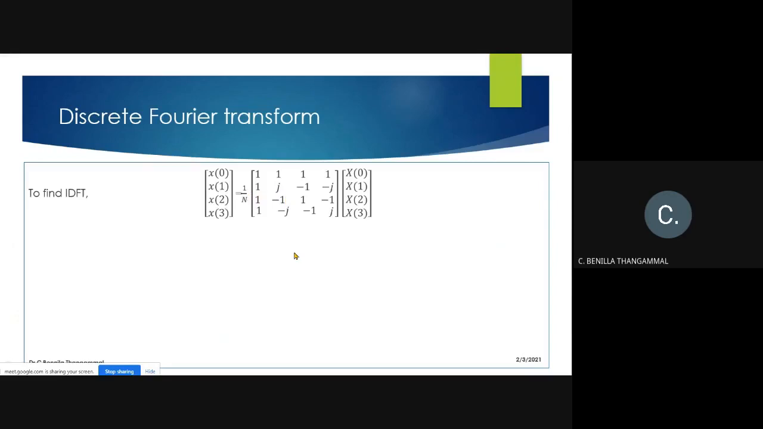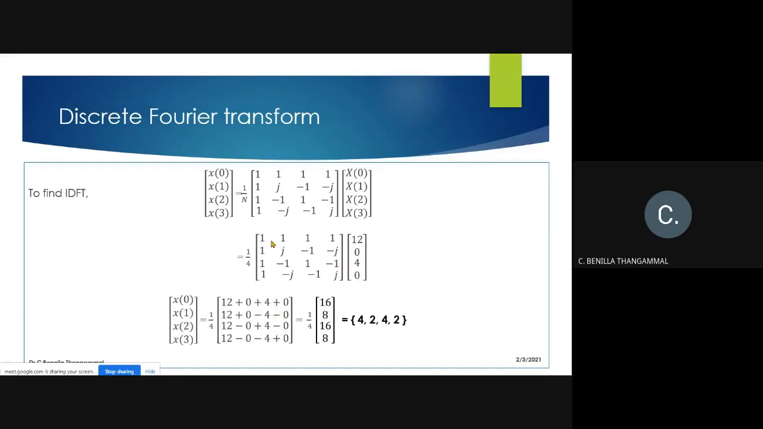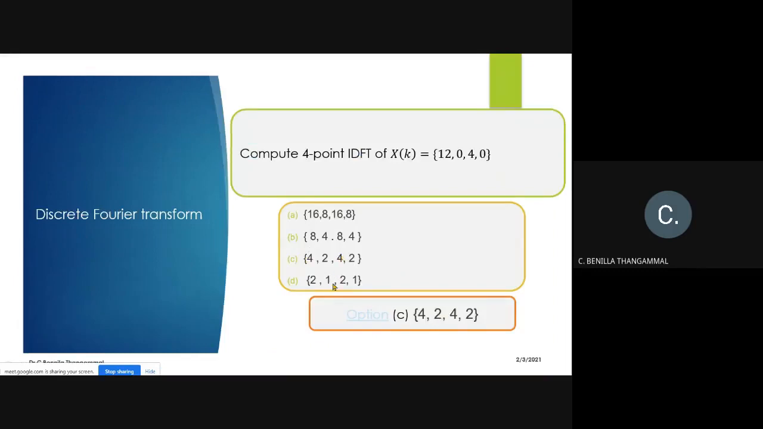So here they have given x of 0, x of 1, x of 2, x of 3 as 12, 0, 4, 0. Multiply each row with this. So 12 plus 4, 0 plus 4 plus 0. Then 12 plus 0 minus 4 minus 0. Similarly, if you multiply, you get 16, 8, 16, 8. That should be multiplied by 1 by n. N is 4 points, so 1 by 4. So 16 by 4 is 4, 8 by 4 is 2, 16 by 4 is 4, 8 by 4 is 2. So the answer is 4, 2, 4, 2. So option C.